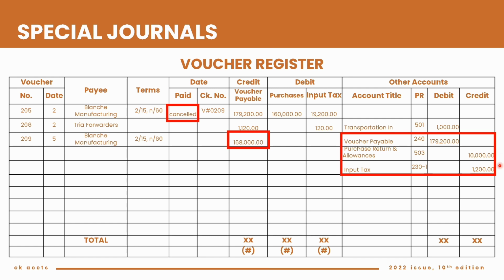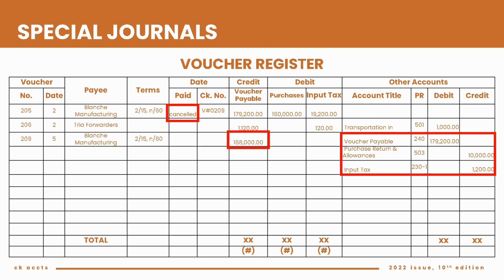So, by that, the amount of purchase return and allowances without VAT that we computed is also here. That's 10,000. And the input tax that we computed is 1,200. So, there is still one more transaction, I think, in connection with purchase return. So, this is what we will do. The same approach applies for this one.